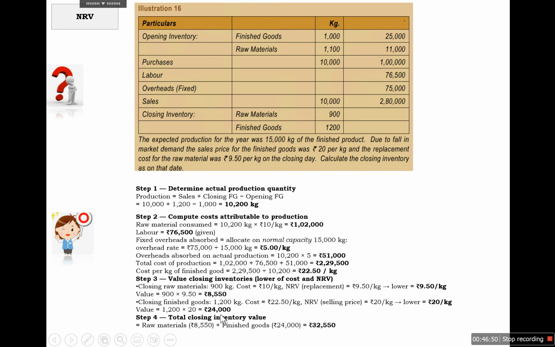So closing stock will be booked at 1200 into 20. In this case, the devaluation loss will be booked in respect of the raw material also, because the final product for which we are using it is going to be sold at a lesser value. Selling price is 20 and the cost that we have calculated is 22.5. So in this case, the finished goods as well as the raw material are subjected to devaluation.